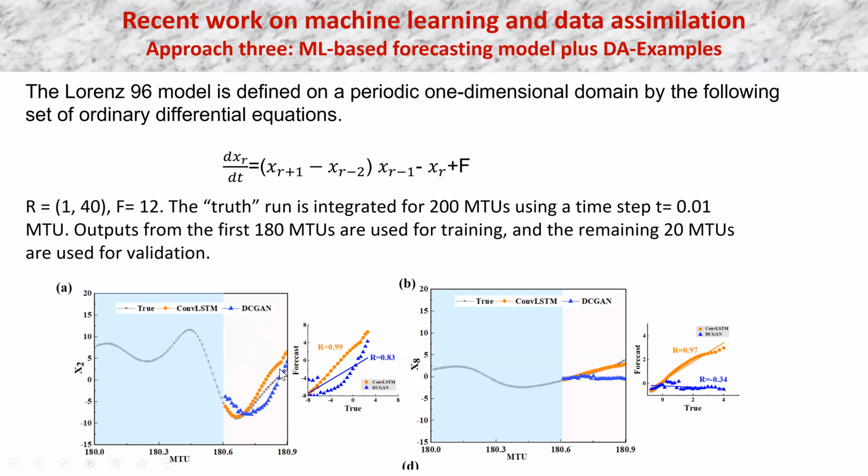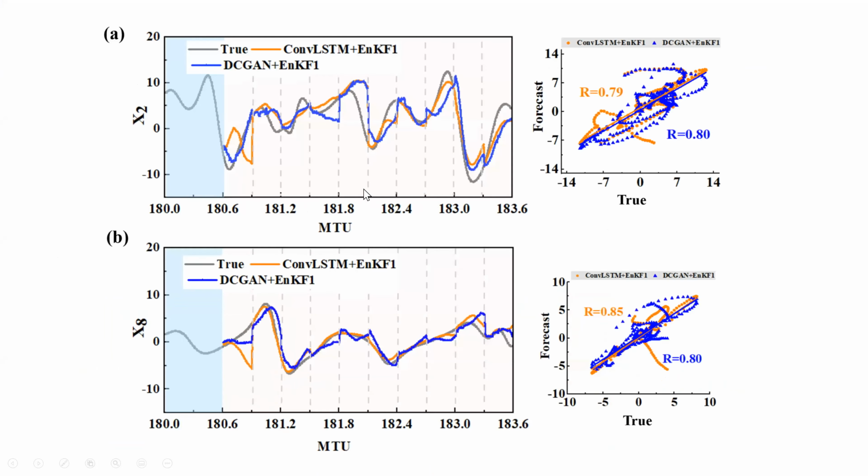You can see here, this is the true result, the black line, and then the orange and the blue lines represent the different methods. But you can see no matter which method you use, there is some error in the predicting period. So we want to introduce data assimilation to improve accuracy. And now it's the results.